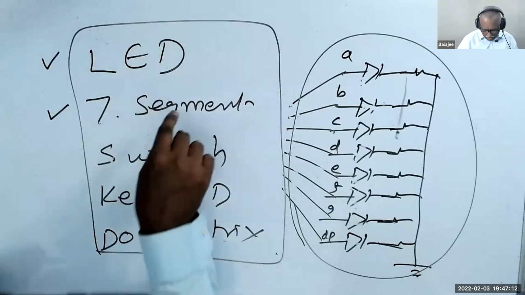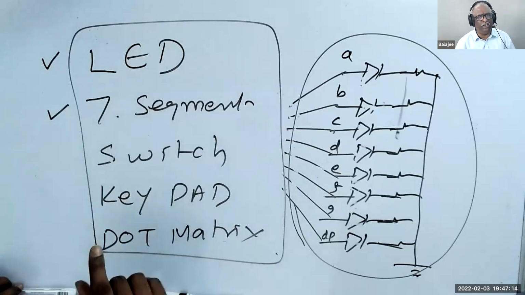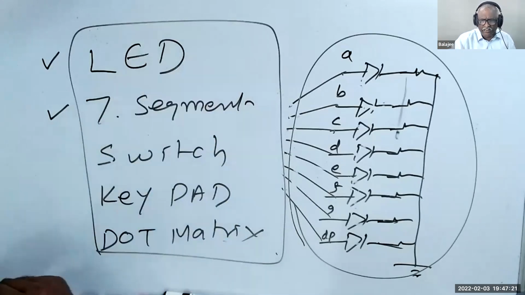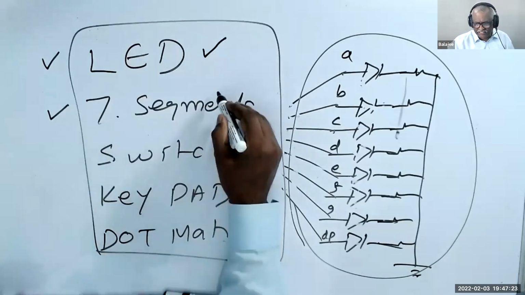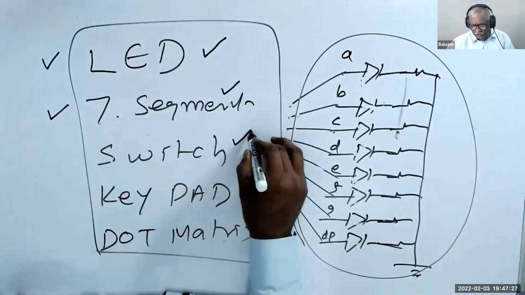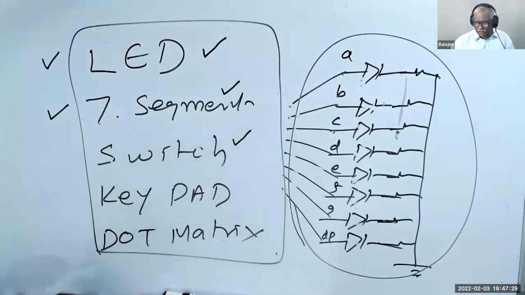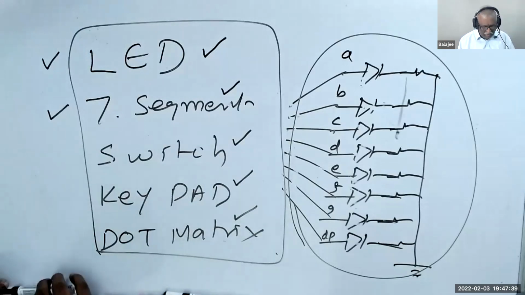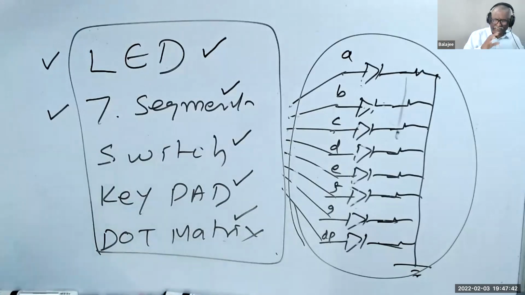Even though I'm delaying a little bit, I don't mind. I want to make sure that you understand things thoroughly. I don't want to go in a hurry. If you don't understand LED, you don't understand 7 segment. If you don't understand 7 segment, you don't understand switch. If you don't understand switch, you don't understand keypad. If you don't understand keypad, you don't understand dot matrix. That's why I gave a delay of 2-3 days. But even that is not sufficient for us to practice.